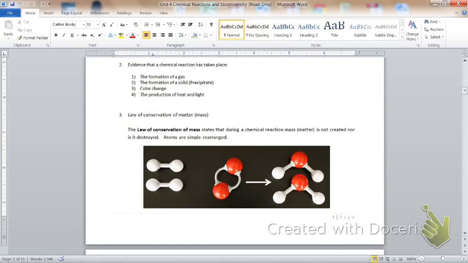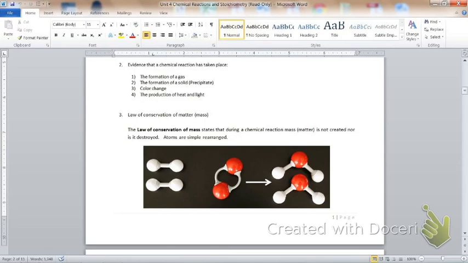Two, the formation of a solid known as a precipitate. We'll use the word precipitate quite a bit, and that just means that basically during the reaction a solid is made or formed. Three, color changes often indicate a reaction has occurred, and four, the production of heat and light. Alright, so just make sure you know those for the test.